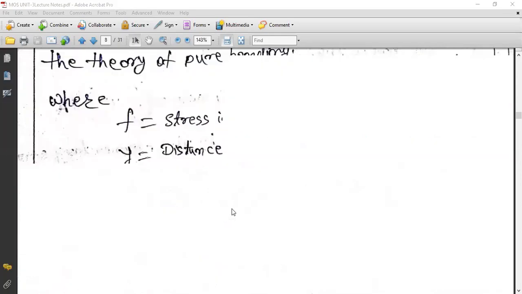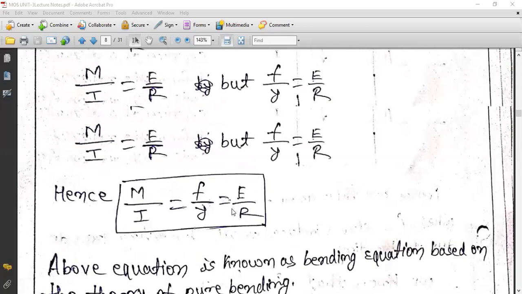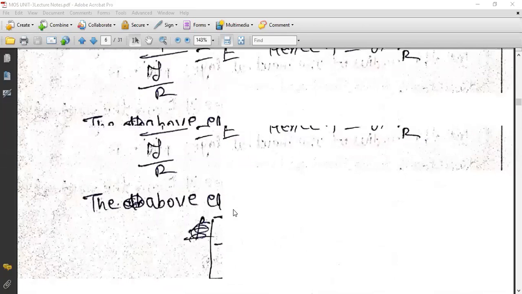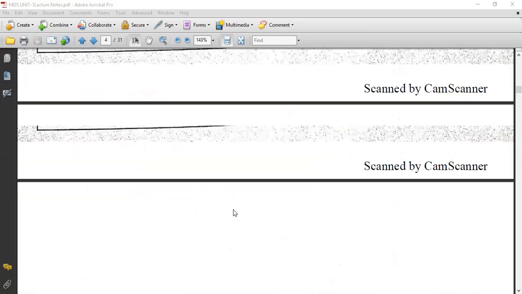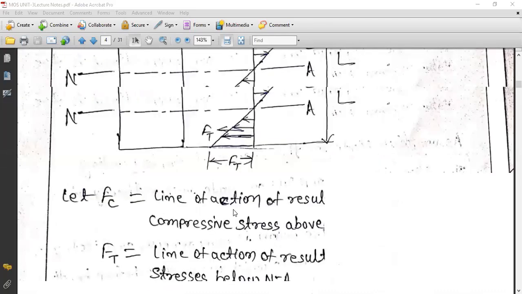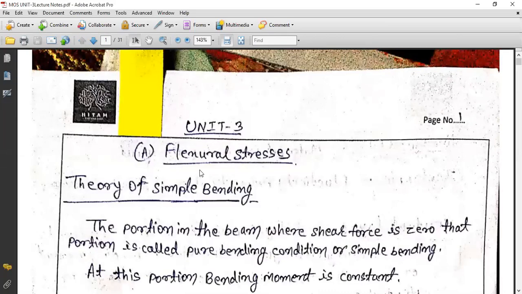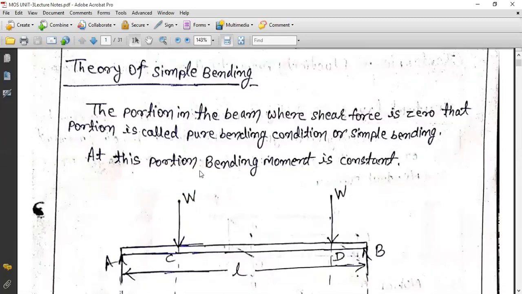In unit number 3, there are very short definitions and derivations. The main derivation in JNTU and for other exams is the bending equation. So the bending equation is very important. And what is simple bending and what is pure bending?